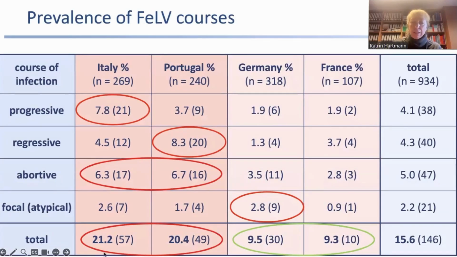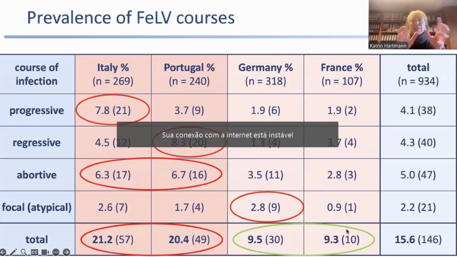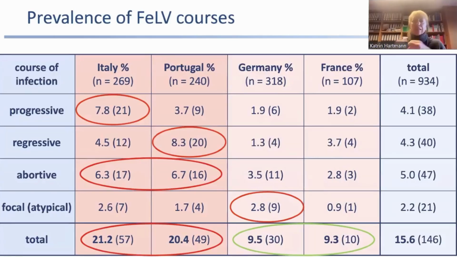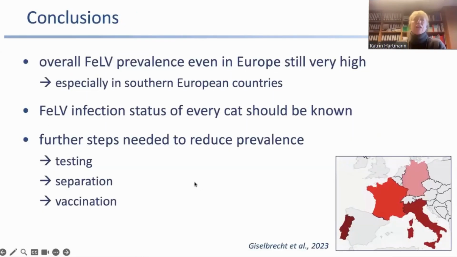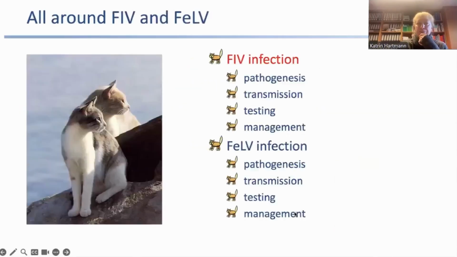And if you summarize all that, you see that even in Germany and France, there's still infection, and in Portugal, it's about 20% of cats that are infected with FeLV, with the different forms of FeLV. And this is still a very high infection rate. So overall, FeLV prevalence in Europe is very high, especially in southern European countries. It's important that we know the FeLV status of every cat, and we need to further reduce prevalence by testing, separation, and by vaccination. So let's go a little bit more into detail on these infections.